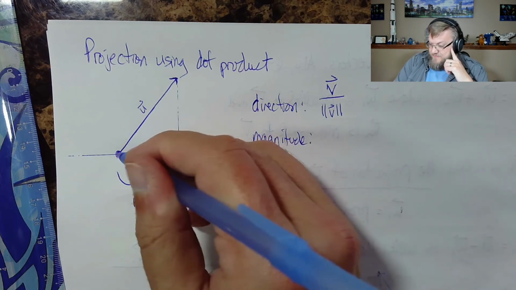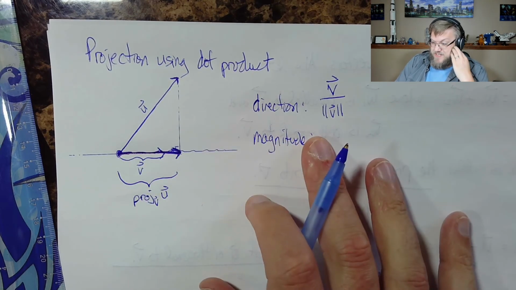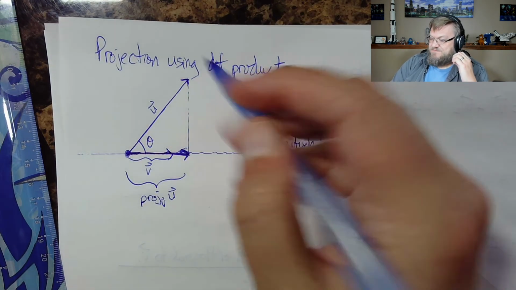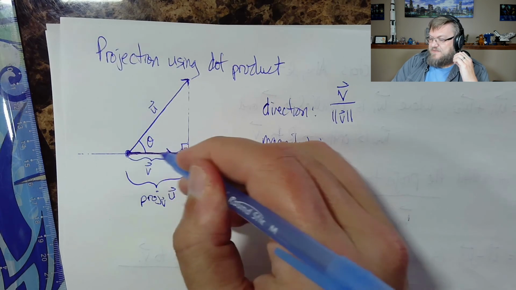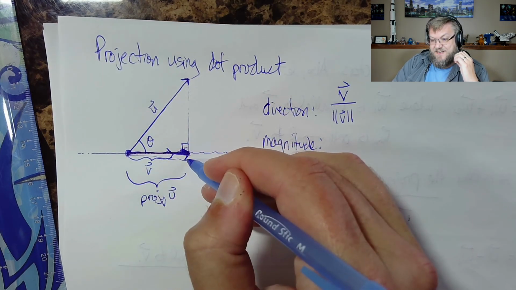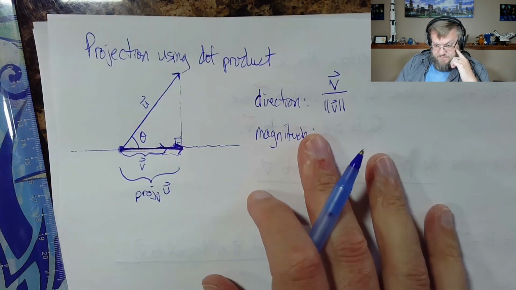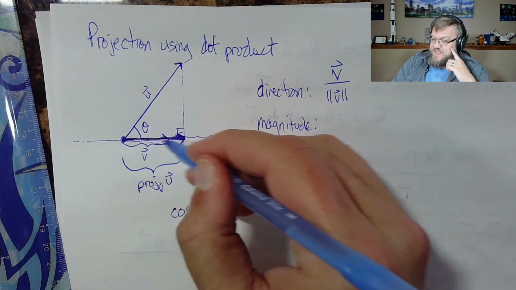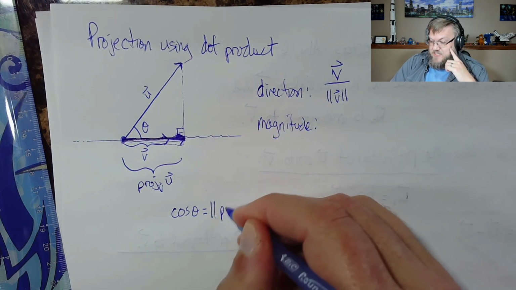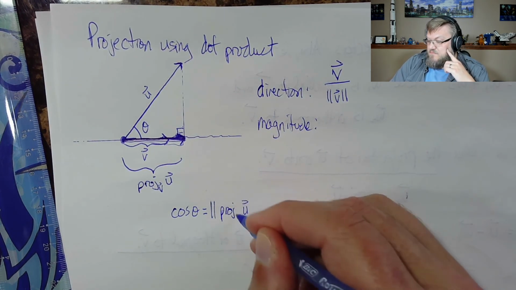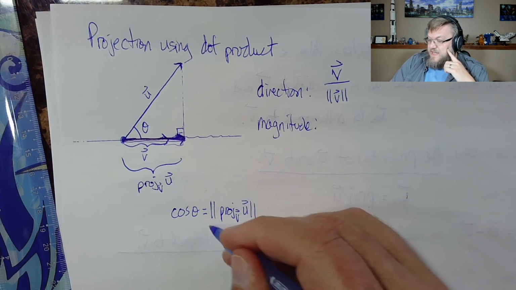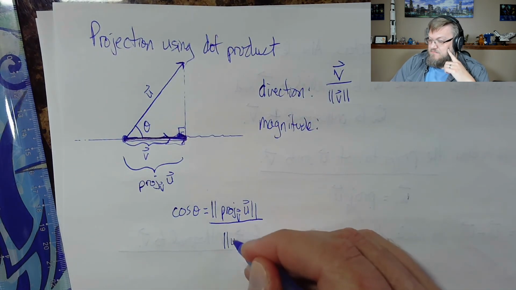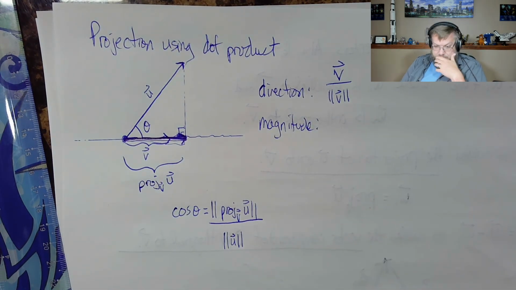Now let's get to the magnitude. This is where the dot product's going to come in, because do you see that this makes a lovely right triangle, doesn't it? The length of this side is the adjacent side in a right triangle here. So I know that cosine of theta has to equal the adjacent side, which is the magnitude of the projection vector of U onto V, over the magnitude of the hypotenuse. The hypotenuse is magnitude of U. See that? Right?